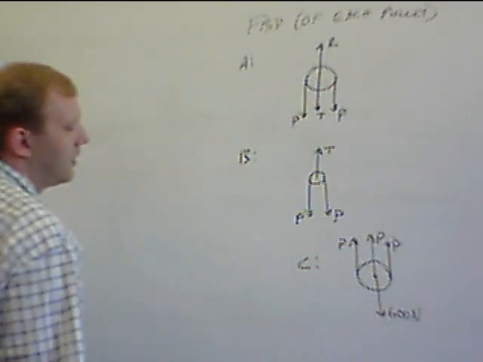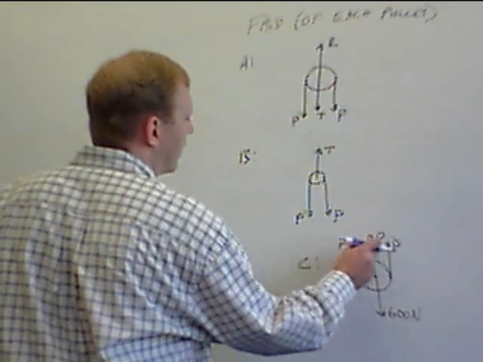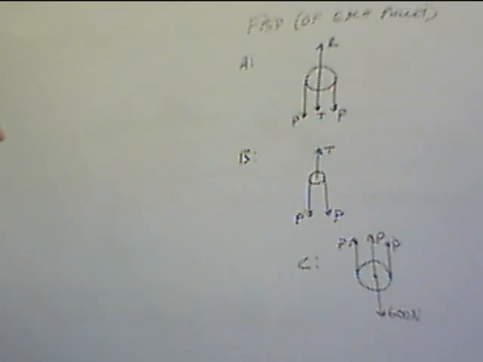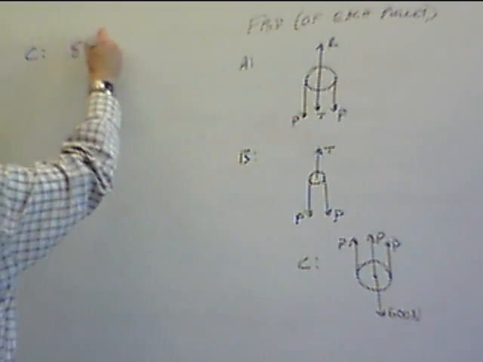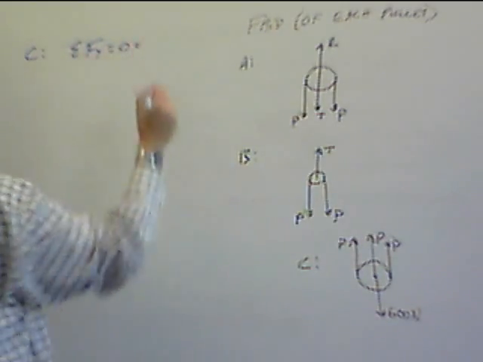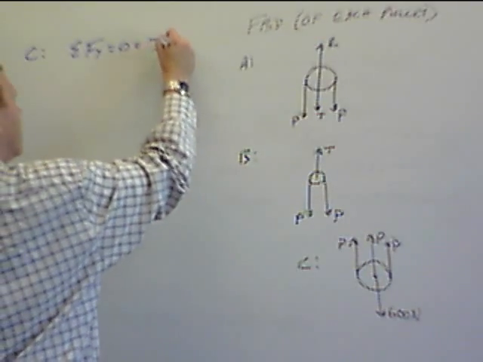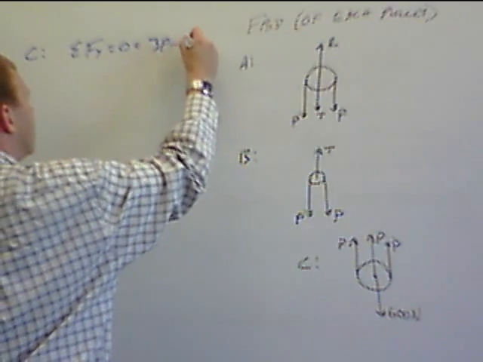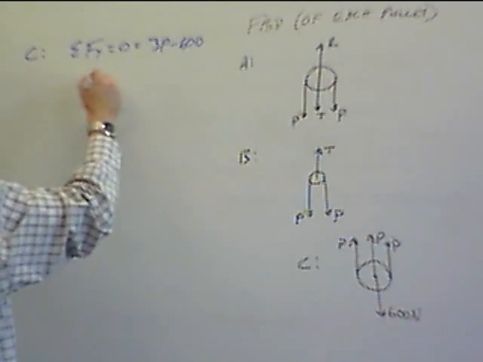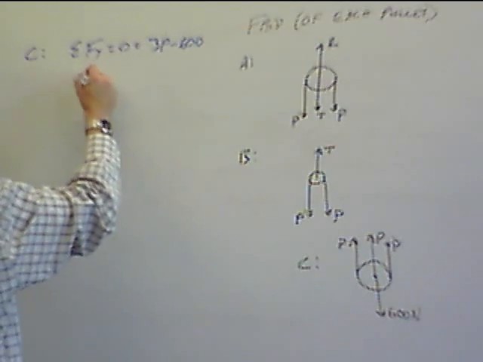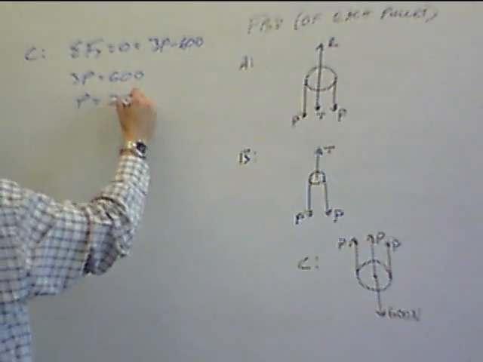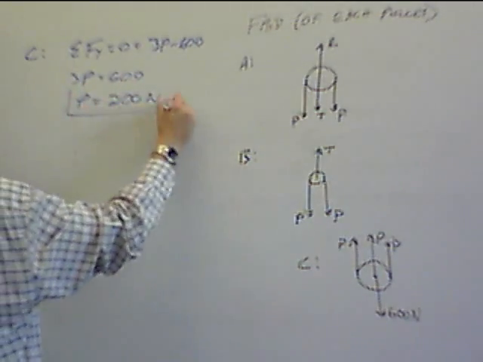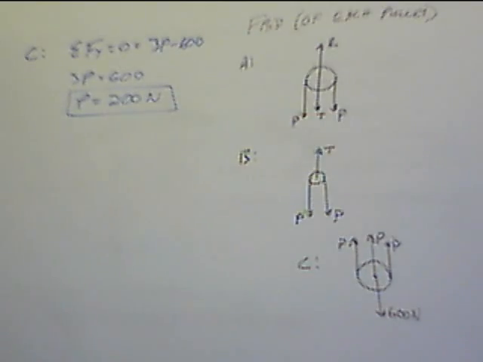But at point C, we have the 600 Newton force and 3 values for P. That's only 1 unknown, so we can do that. Summation of forces. So for pulley C, summation of forces in the Y equals 0 equals 3P minus 600. This gives us 3P equals 600, and then obviously P equals 200 newtons.